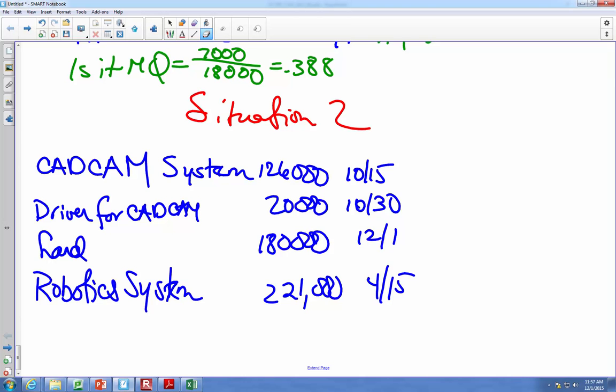So I bought a CAD/CAM system, I bought a driver for my CAD/CAM system, I bought a parcel of land, and I bought a robotics system. Here's my dates. I want to know what conventions to use for each of them first. Tell me which convention you're using for each of them, and then tell me how many years you think each of them go over. And when you have that written down, let me know, because I want to go work in the pubs to do the next quick project.